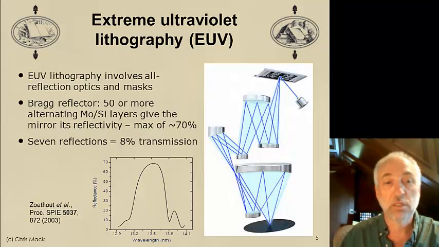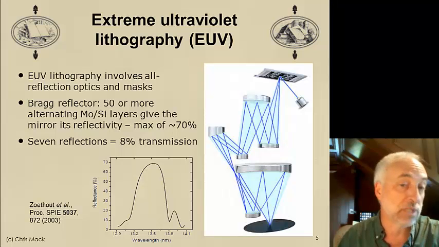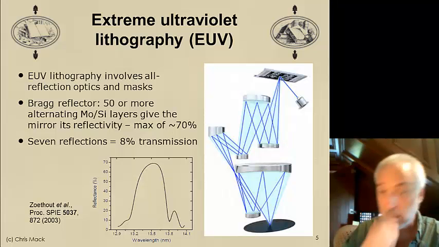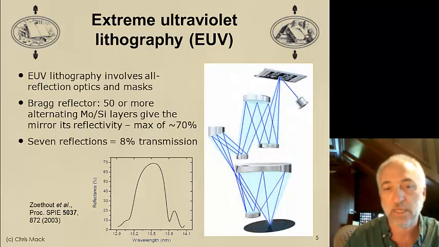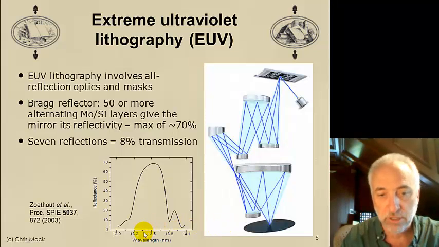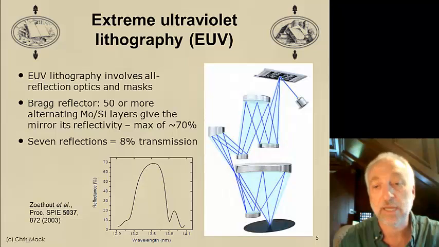The result is a reflectivity of about 70%, a little bit less than 70% at its very best. So if we do everything right, we can get close to 70% reflectance. It's a very strong function of wavelength, and so you see we've purposely picked the wavelength that has the maximum reflectivity for this molybdenum silicon multi-layer mirror system.